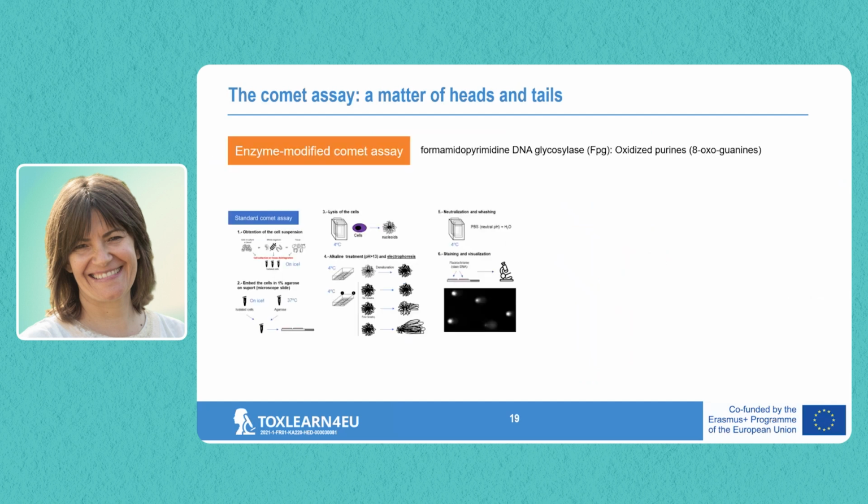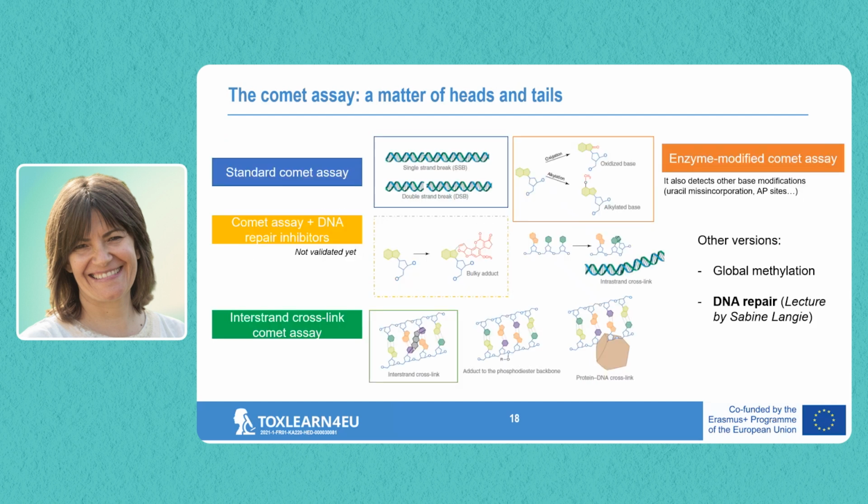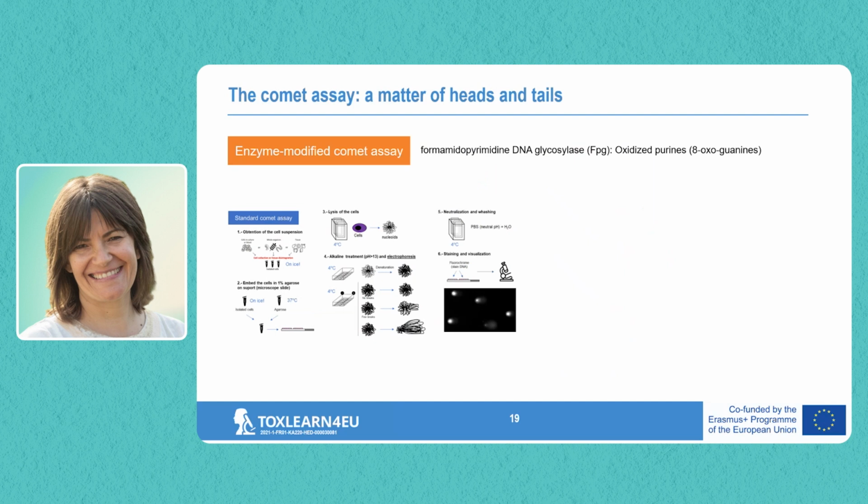Okay, let's see a bit of the enzyme-modified Comet Assay, because it's very used. The cross-link Comet Assay is not very used, and the DNA repair inhibitor version is not very used yet, but this one is really, really used, also in human biomonitoring and ecological biomonitoring. So this is the protocol that we have seen before: we obtain the cells, we embed them in agarose, we lyse the cells, alkaline treatment, electrophoresis, neutralization, staining, and visualization.